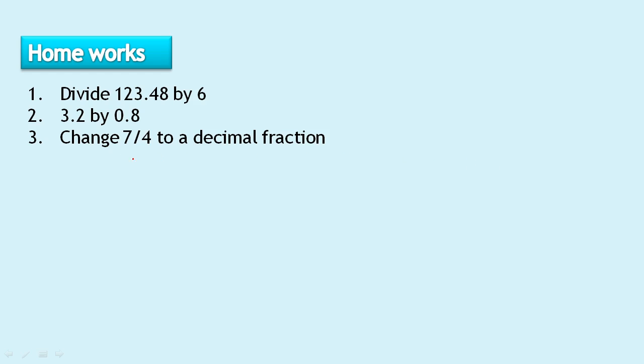So again, these are the homeworks. You do this one. Divide 123.48 by 6. Divide 3.2 by 0.8, and change 7 by 4 to a decimal fraction, like the previous one. So you perform this, and comment your answer.